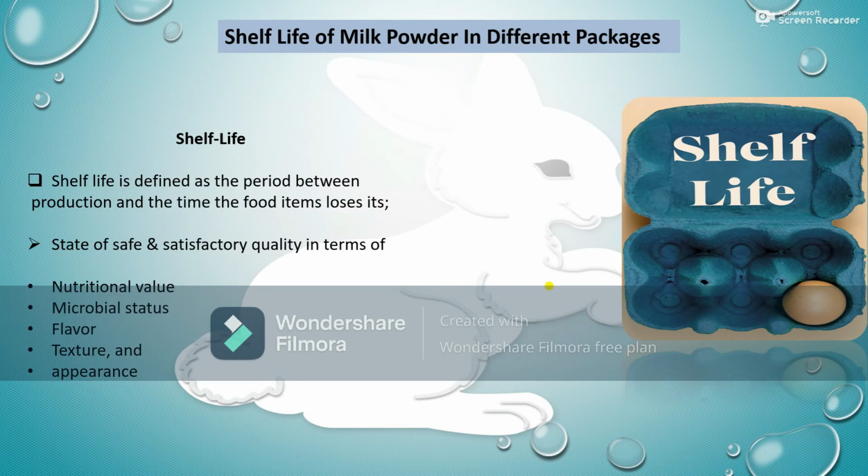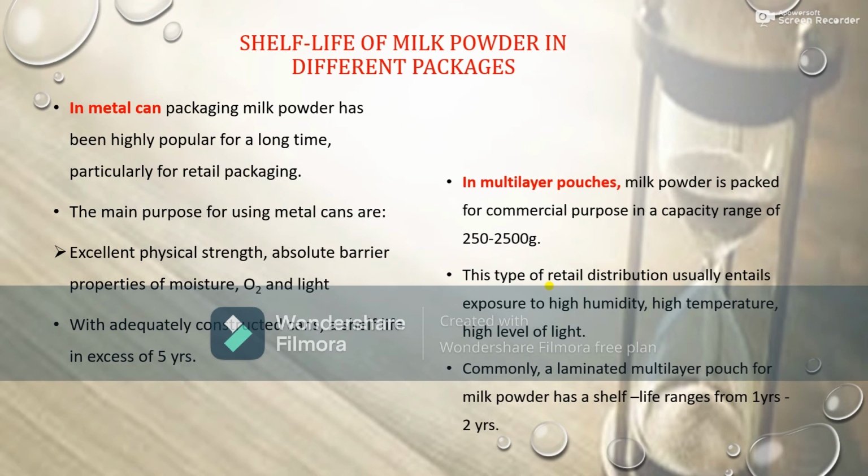Shelf life is defined as the period between production and the time the food item loses its state of safe and satisfactory quality in terms of nutritional value, microbiological status, flavor, and texture. So, shelf life of milk product in different packaging material: in metal can and metal pouch. Let's talk about metal can.